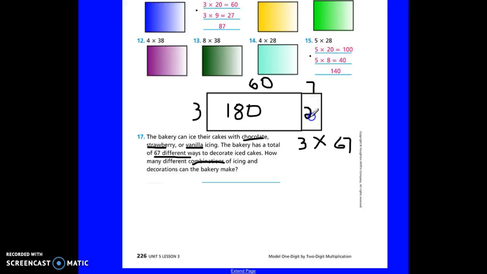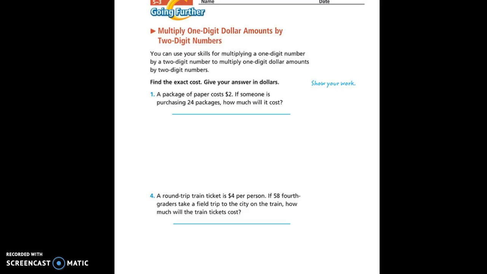And then you're not done until you add these two together. So 180 plus 21, if I add those two together, I would get 201. So if you got 201, you got the correct answer. Great work. All right, we've got a couple more problems here and then we'll be done. All right, so we'll just do one more here.